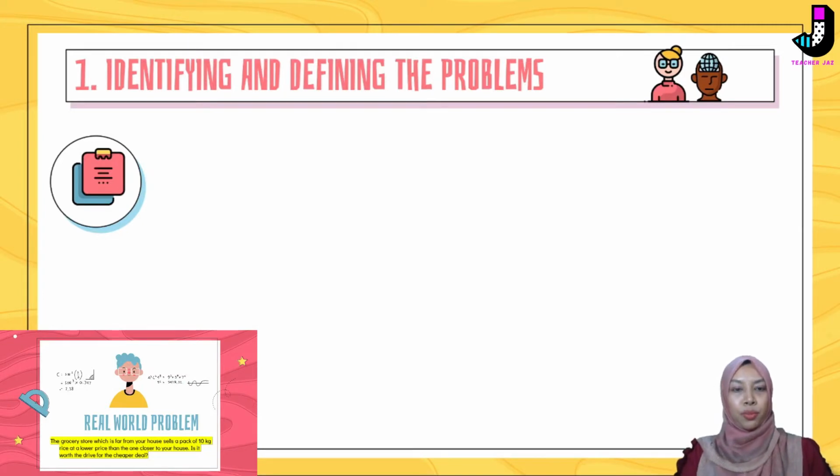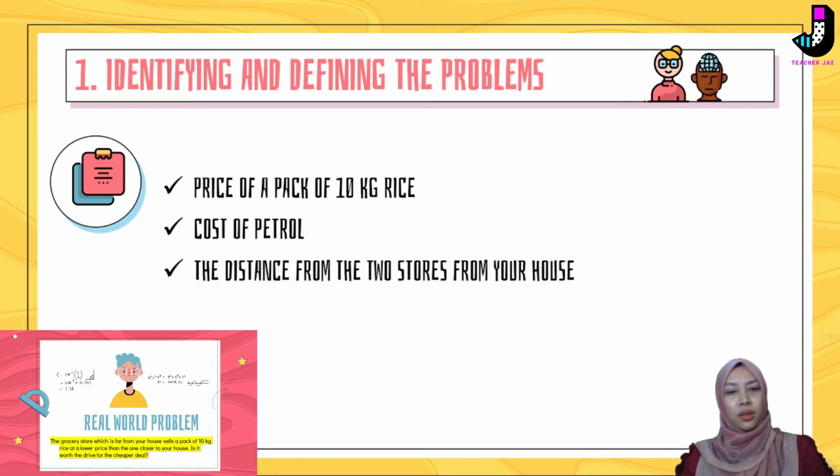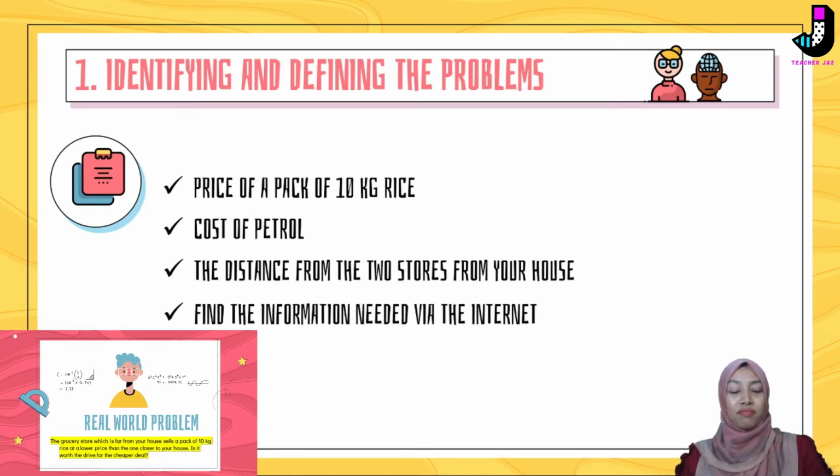As I've told you before, there are 6 steps, 6 components in mathematical modeling. So the first one is we need to identify and define the problems in this situation. Of course you need to know the price of a pack of 10 kilogram rice. This is the problem, and also the cost of petrol. And then you need to know the distance from the 2 stores from your house. And you might find this information via the internet or the application in your handphone.